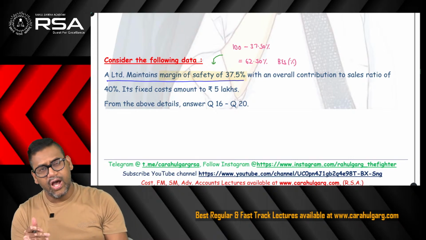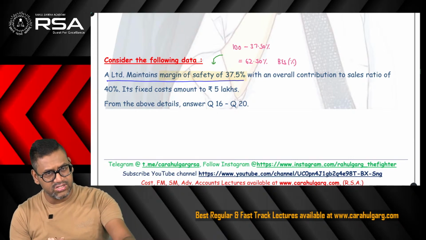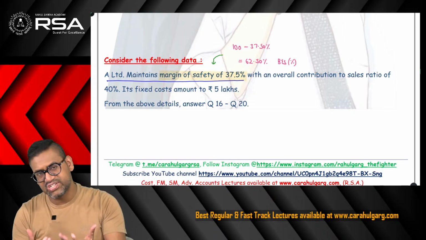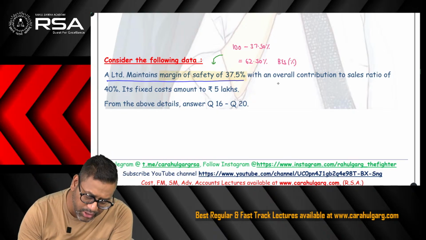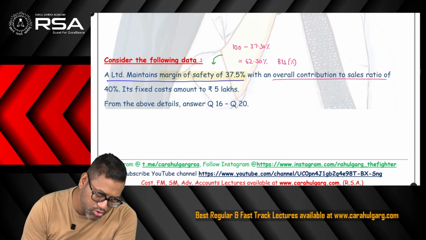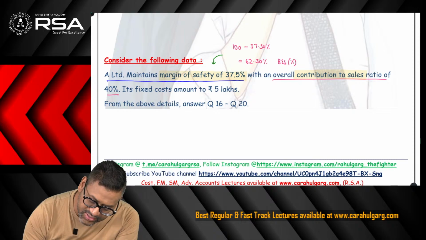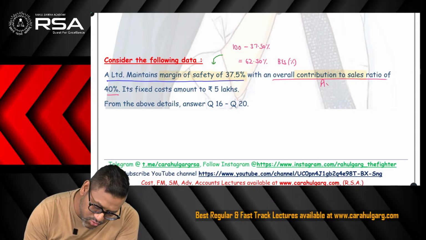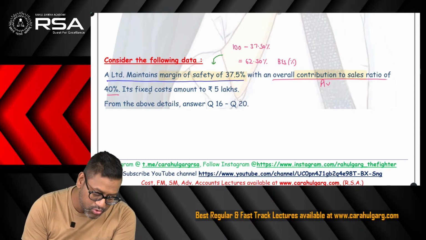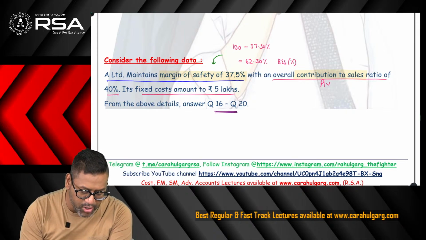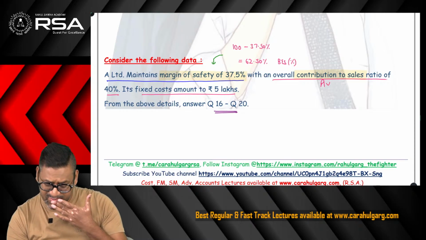It simply means out of total sales done in the year, 62.5% is break-even, and whatever is after that represents the MOS. Further moving, it says with an overall contribution to sales ratio of 40%. Now what is this contribution to sales ratio? It is another name for the PV ratio. So your PV ratio is 40%. Question says fixed cost is rupees 5 lakh, and with this info we are required to give the answers of question number 16 to 20.